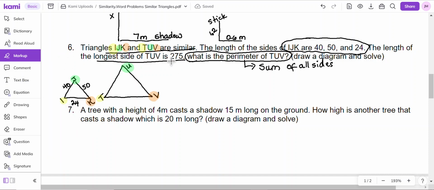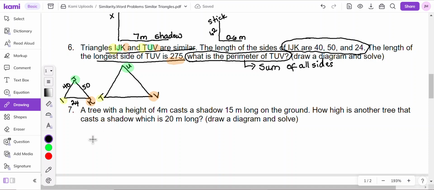We know the longest side of TUV is 275. 275 is going to match up to which one? Why 50? Yes, that's the longest side here. So ergo, this one is 275.